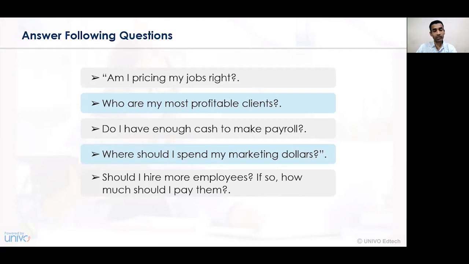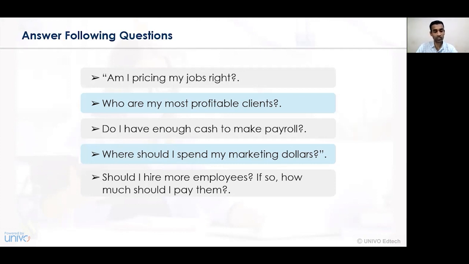Whenever a management report or work progress report is being prepared, it should answer the following questions. The questions may relate to the business organization, productivity, products or pricing. Am I pricing my jobs right? That is the first question to be answered: whether the pricing set for a particular product or job is right or wrong, and what procedure needs to be undertaken for the business organization.